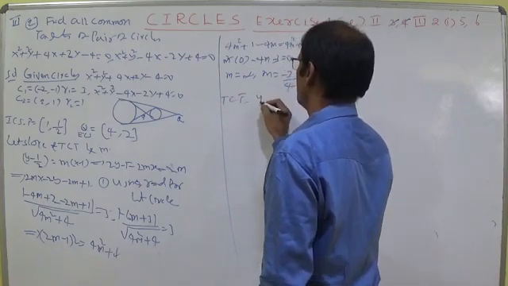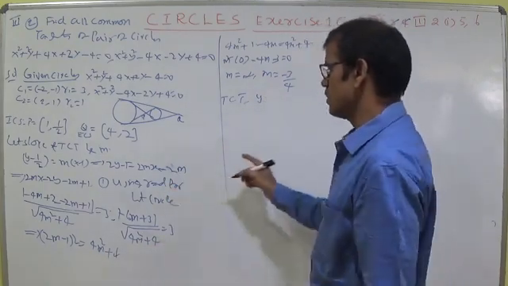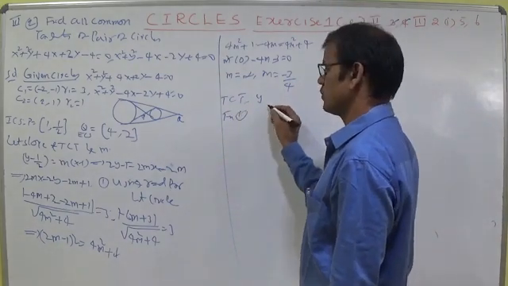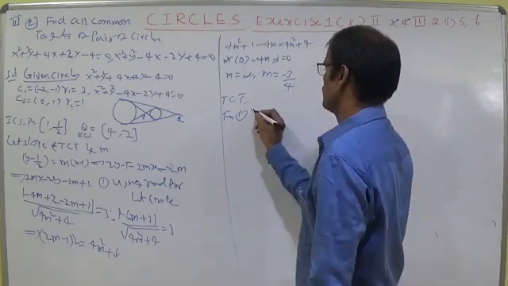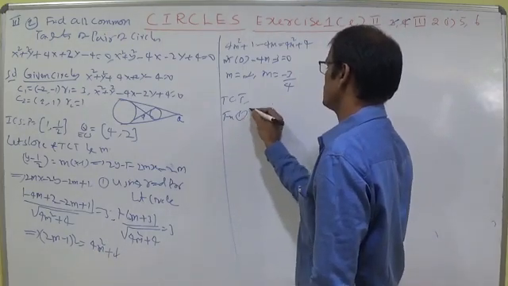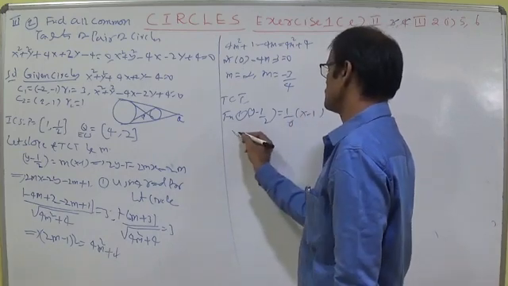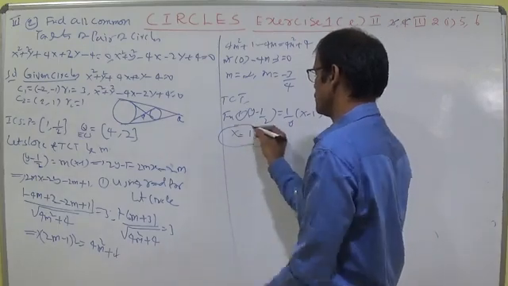Whenever m is equal to infinity, use the formula from 1. From 1 you can write y minus 1 by 2 is equal to 1 by 0 into x minus 1. So it becomes x minus 1 equal to 0, or x is equal to 1, simply you write.